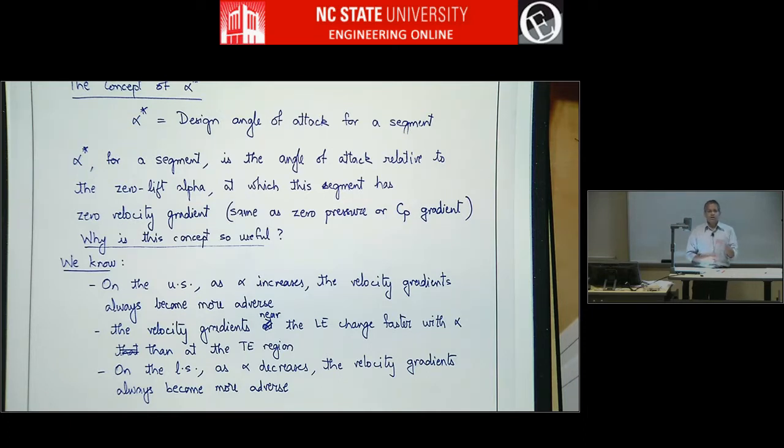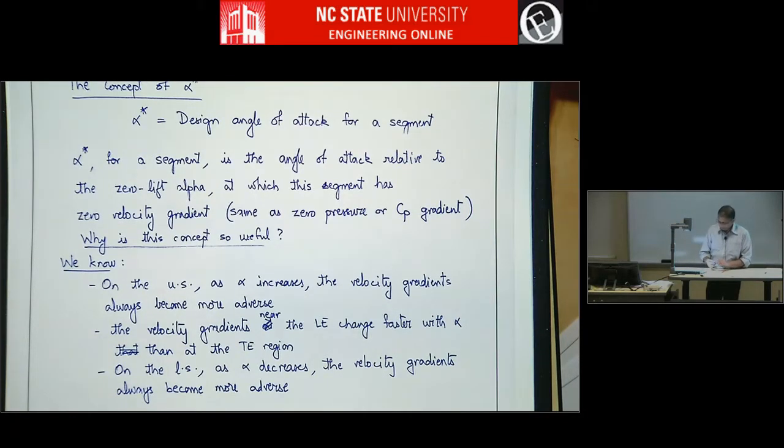But essentially you can take a region on the upper surface and say alpha star is 4. That means at 4 degrees angle of attack relative to 0 lift, the velocity gradient will be 0. At 5 degrees it will be adverse, and at 3 degrees it will be favorable. Instead of 4, if you set it to something else, that will be the borderline between adverse and favorable. Basically velocity gradients control boundary layers, so you're essentially saying at what angle of attack a segment will have the borderline between favorable gradient and adverse gradient.